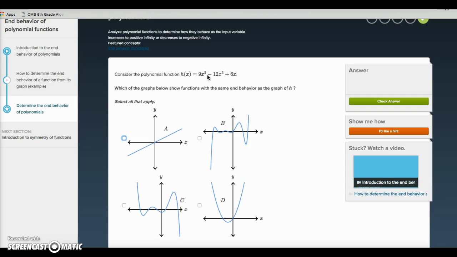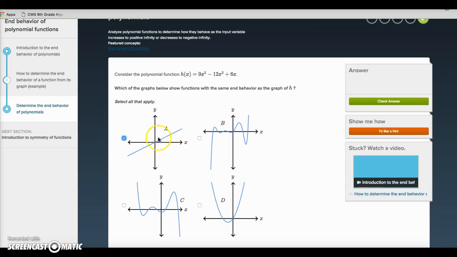So let's look at our choices. And this does say select all that apply. So there could be multiple representations that could have the same end behavior because you're not selecting the graph of the function. You're just choosing functions that have the same end behavior. Okay, so down and then up. So this would exhibit the same end behavior.